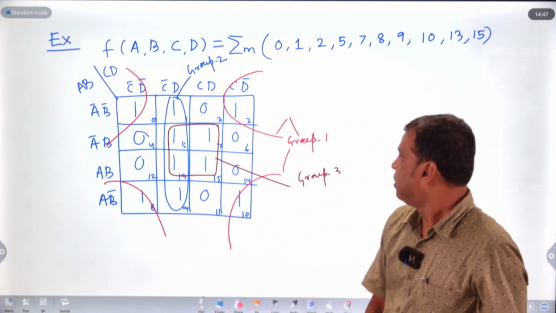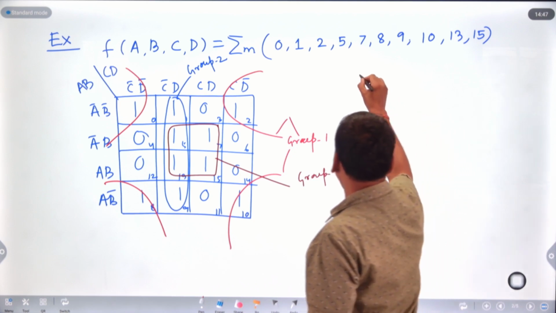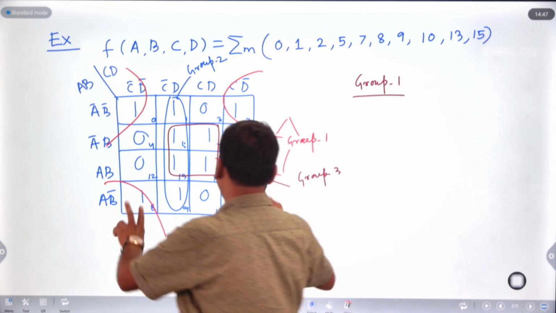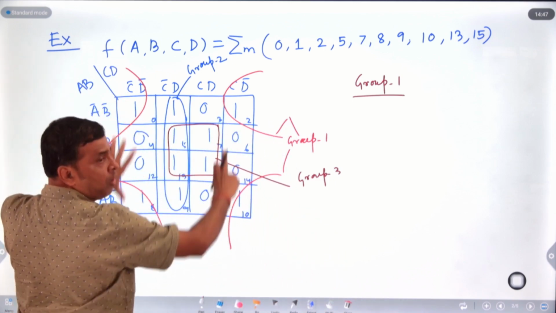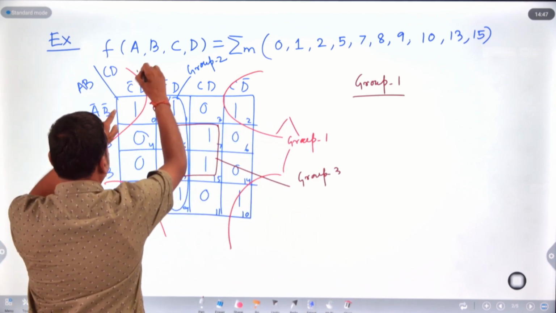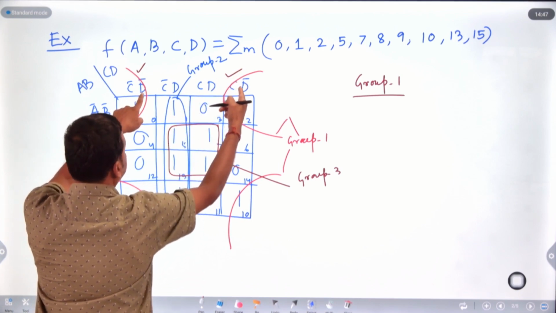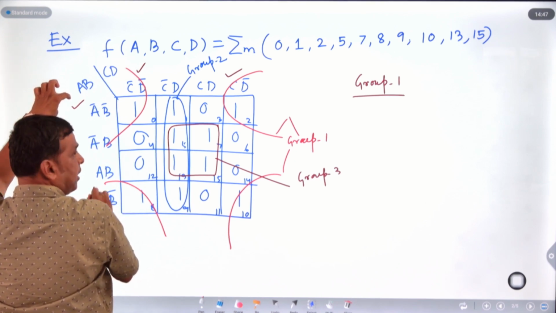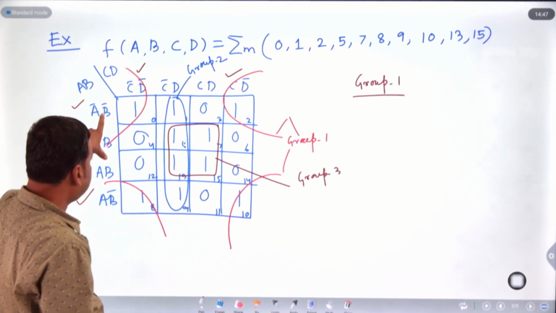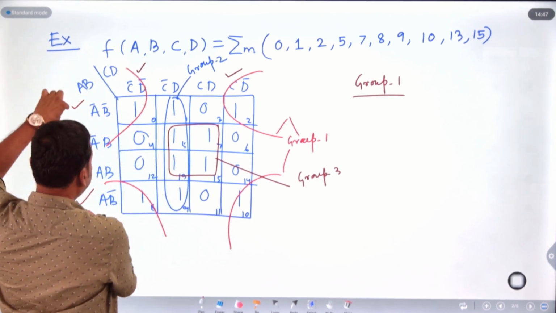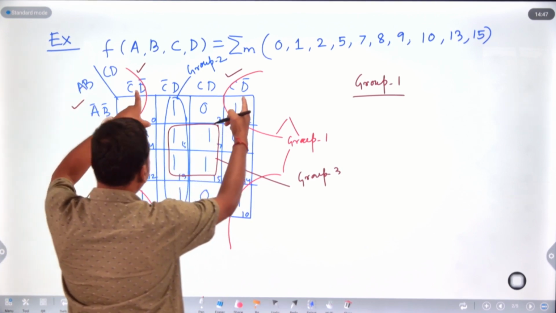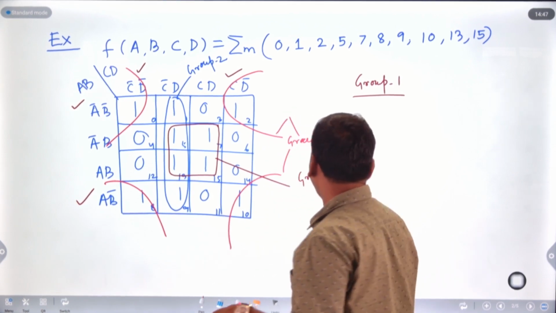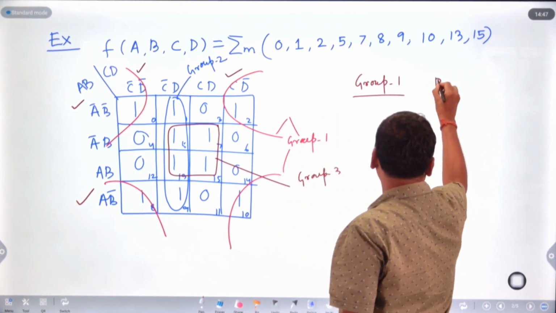Okay. Then from group 1, what we will find? Look at this here. These 4 corners form a group. In this one, what is common here? C bar, D bar is common. And from here, this 2 1 and A bar B bar, that is A bar B bar is common. If you look from this, A bar B bar is common. If you look at this, the D bar is common. So group 1 gives you B bar, D bar.